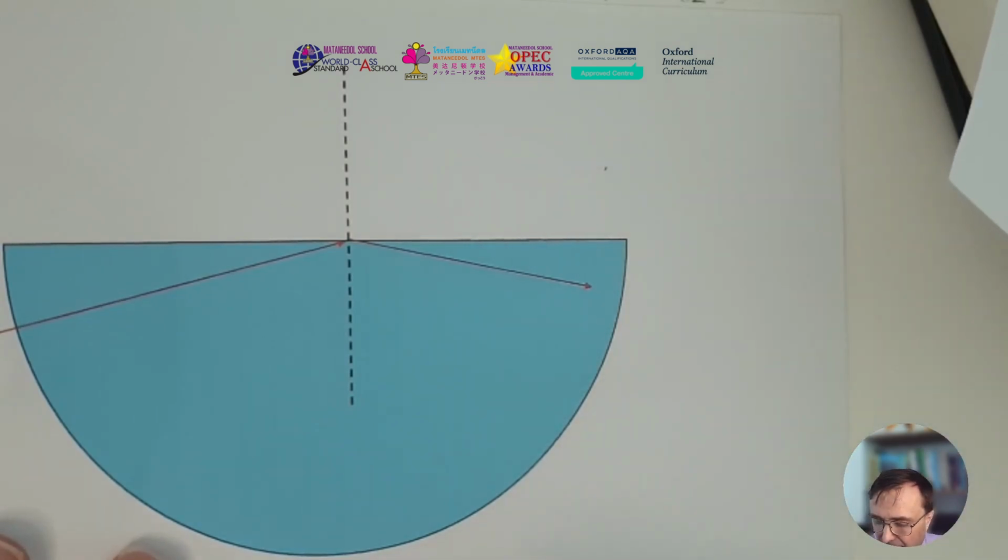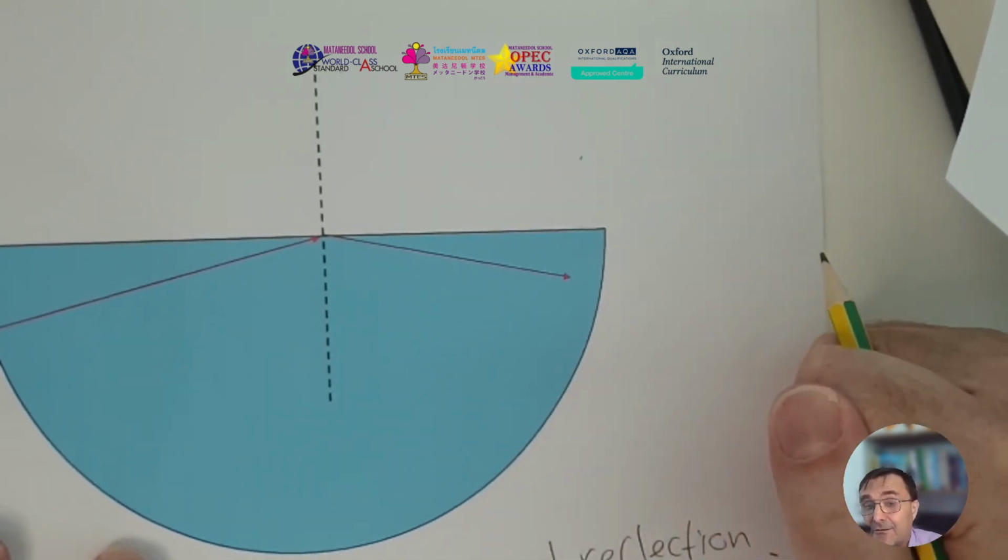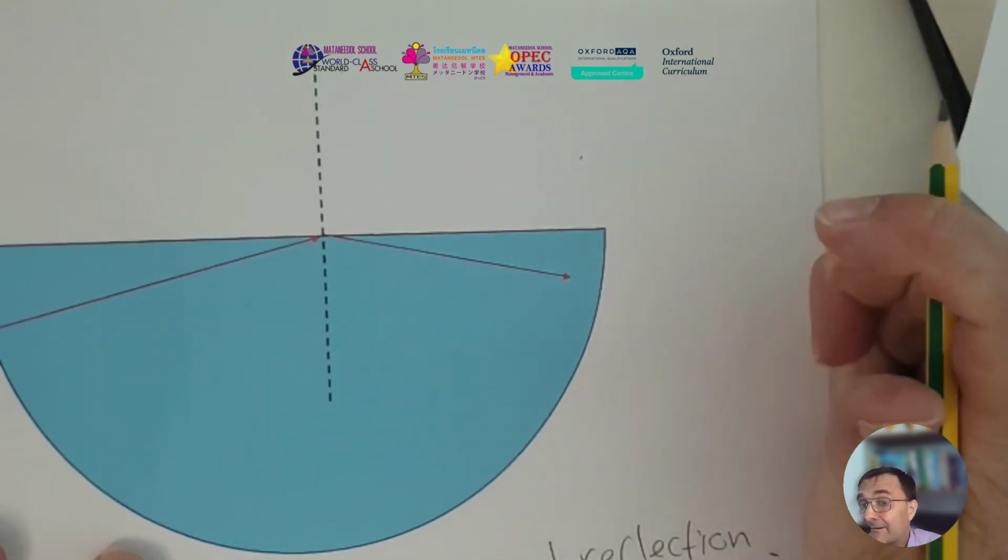and we call this total internal reflection. And that is how you get your internet into your house.